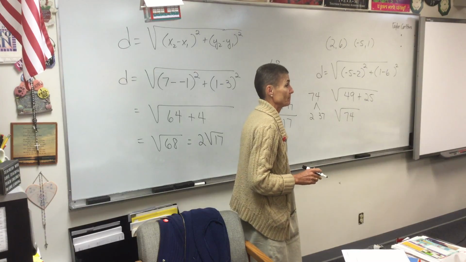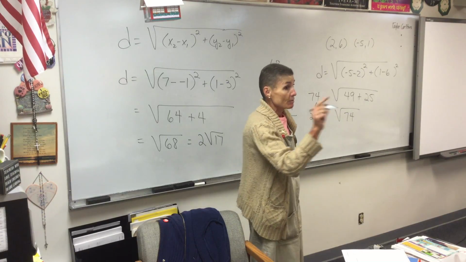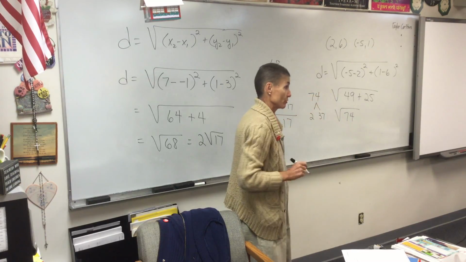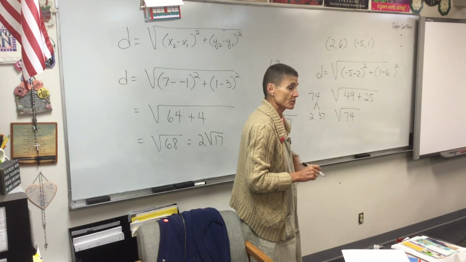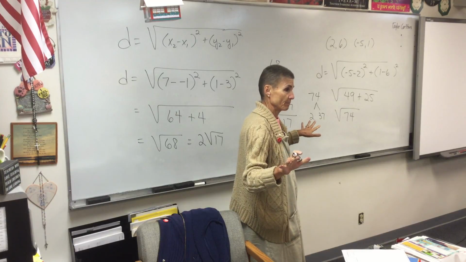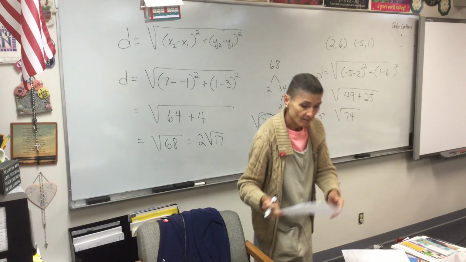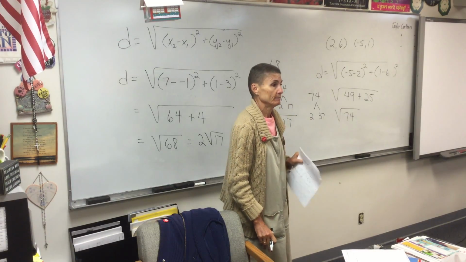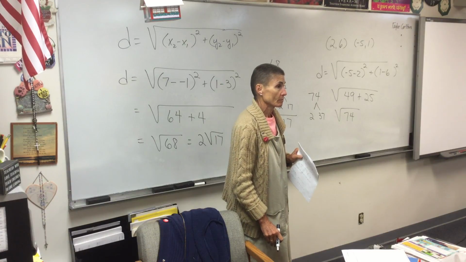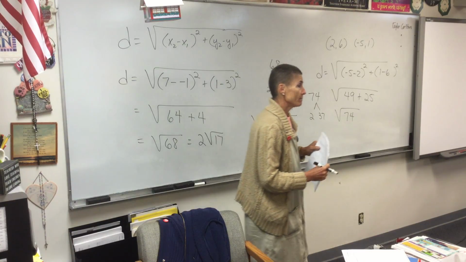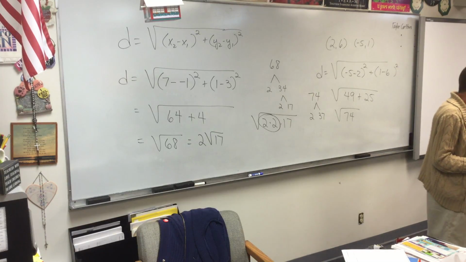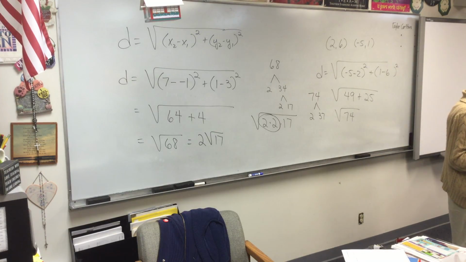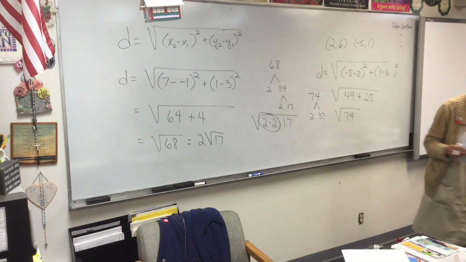What'd you come up with? 13. Not 13, the square root of 13. Everybody get square root of 13? Okay, so we're good on distance. All right, next, then we're finding midpoint. Now we've got to go from topic to topic. So we're good on distance. We're going to remember how that works. But now we're going to a new thing, midpoint.